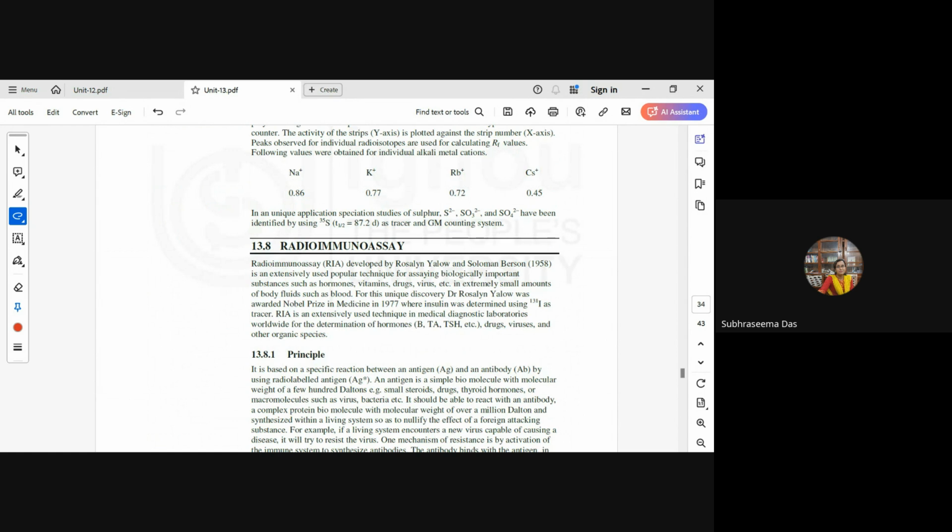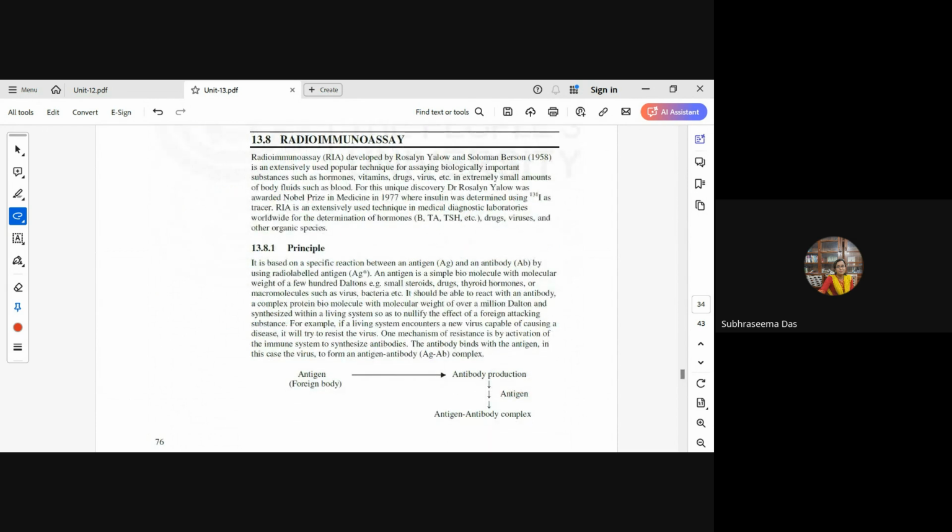Then comes radio immunoassay. It is particularly useful for assessing biological molecules, and it is mostly used in determination of hormones, vitamins, drugs, viruses, and other such organic, biological species. Its working principle is based on the specific reaction between an antigen and an antibody, and by using a radio labeled antigen that is represented as Ag star.